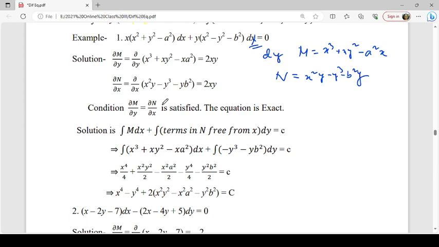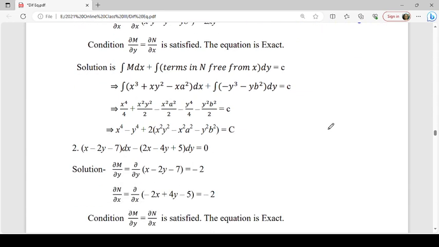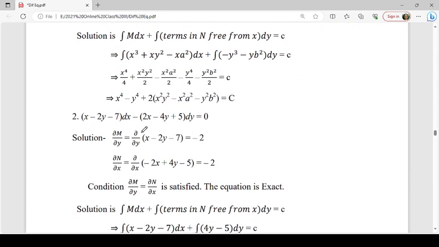Very simple, we only have to check whether this condition holds or not. So M is this one, N is minus twice x, because our format is M dx plus N dy. So this equation is x minus twice y minus 7 dx, then plus, we need to have a plus sign, minus twice x plus 4y minus 5, dy is equal to 0.